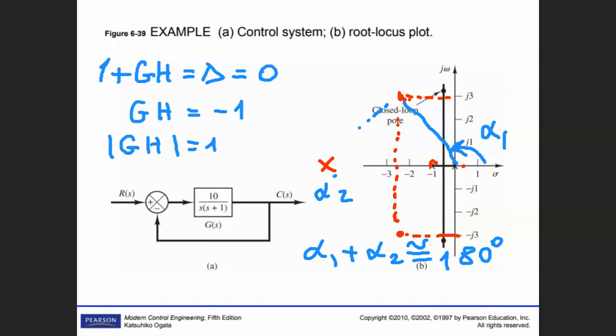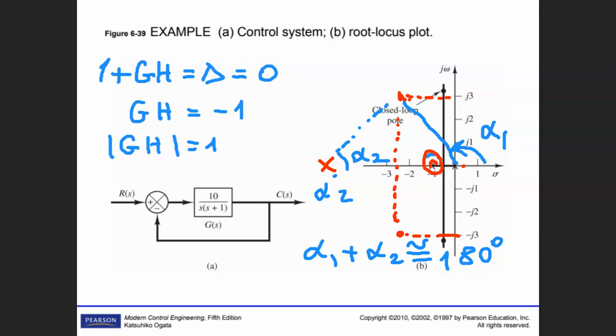but the angle is going to be the angle here, alpha 2, should be equal alpha 1 plus alpha 2, 180. When you select those, you are selecting 1 zero. I'm sorry, I need to switch to red. You are selecting 1 zero and 1 pole. That's all. And then you solve it.